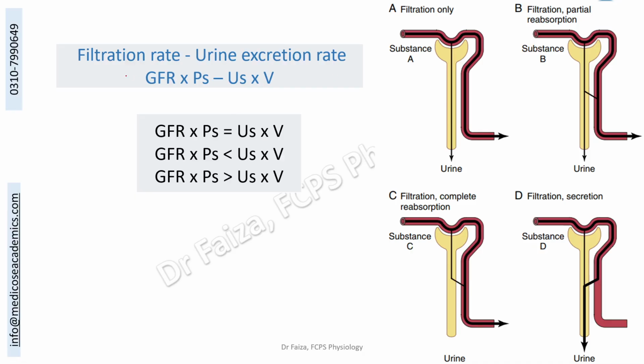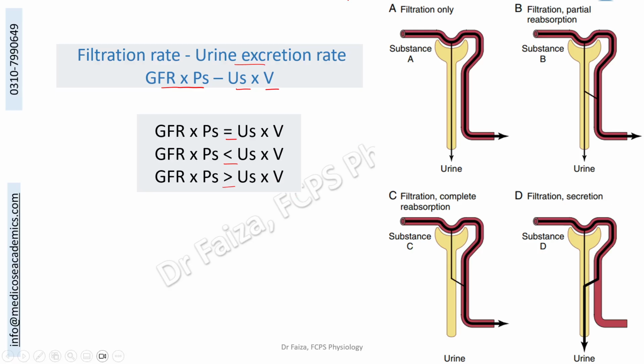As we discussed in previous sessions, filtered load is equal to GFR multiplied by the plasma concentration of the substance, whereas excretory load in the urine is equal to the concentration of the substance in urine multiplied by the urine flow rate. Now, some of the substances have filtered load equal to the excretory load. Some have less filtered load than the excretory load, and some have more filtered load and less excretory load. If you look at these 4 images, can you figure out which substance has any of these 3 characteristics?